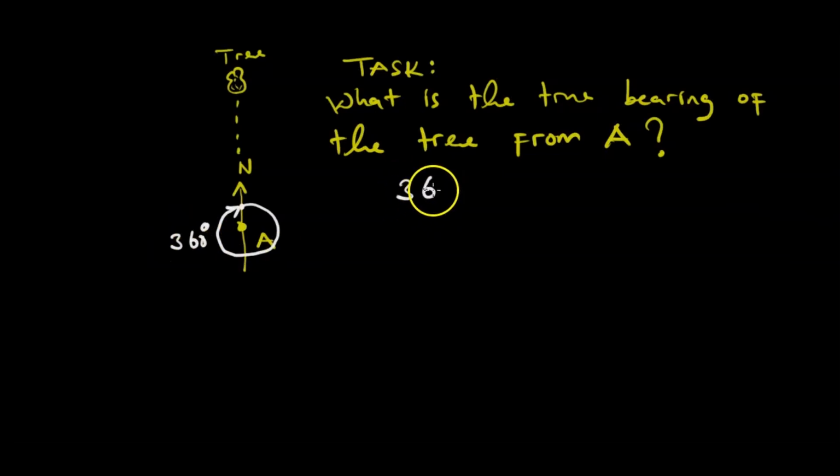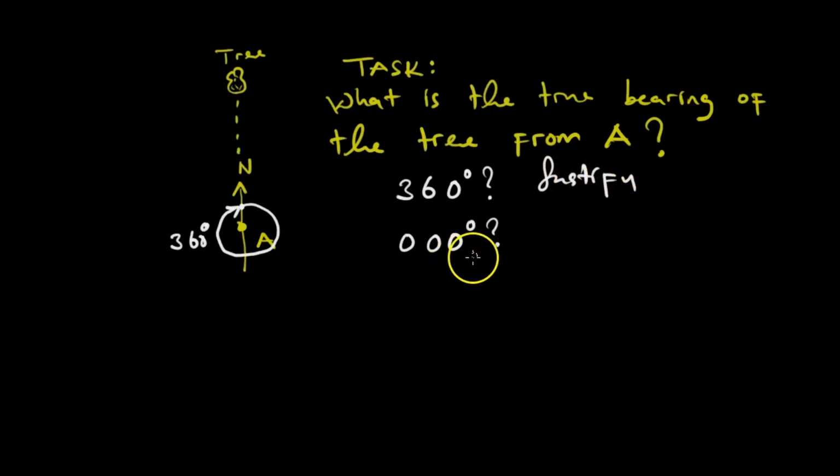So is the answer going to be 360 degrees? Or the answer is going to be 000 degrees? If the answer is 360 degrees, you have to justify the answer and tell us a situation where we find an answer of 000 degrees. If this is the answer, you have to justify it and tell us a situation where we find a three-figure bearing of 360 degrees. So this, my people, is basically the end of our lesson.